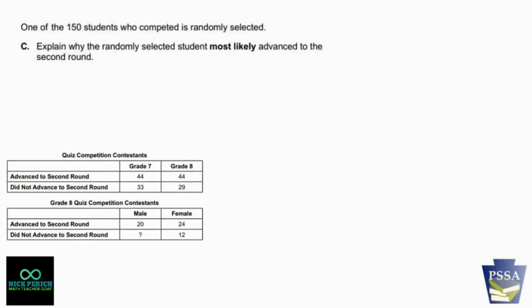Most likely. Okay, so let's look at the original chart for the 150 kids. If you look at the kids who advanced to the second round, 44 of them were 7th grade, 44 of them were 8th grade, giving us a total of 88. So the kids who advanced to the second round are 88 out of a total of 150.